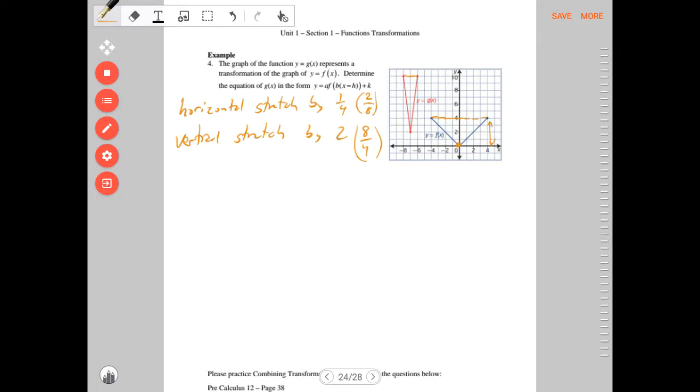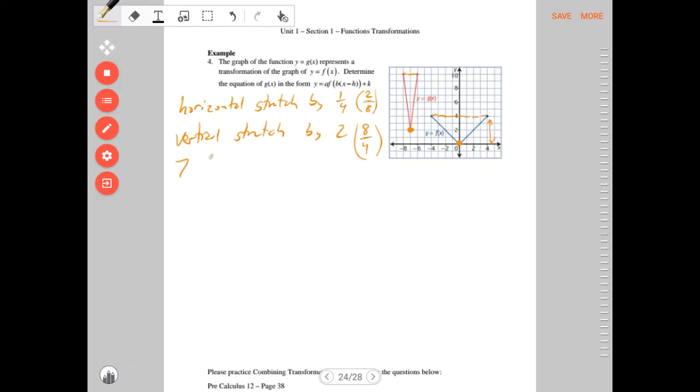Now we look. So the most prominent point is this one, the vertex for these things. So the vertex went over 1, 2, 3, 4, 5, 6. So 7 left. And then 2 up.